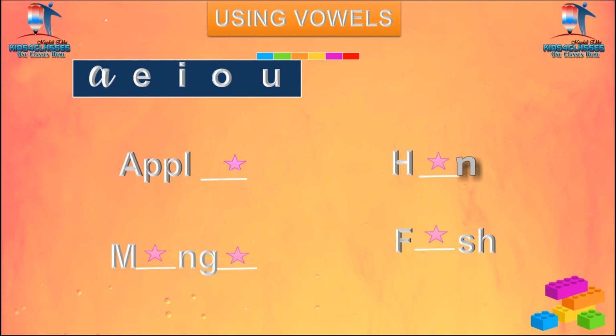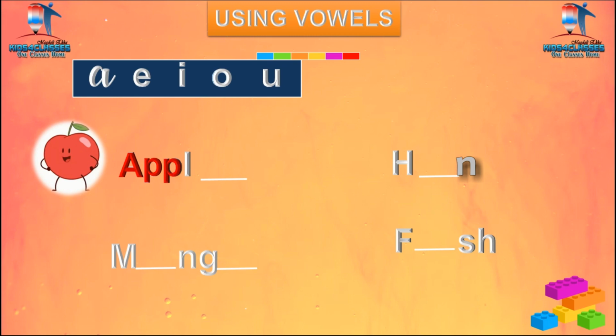Now let us fill the missing letters by looking at the pictures. So children, can you say, this picture is of an? Yes. Apple. So let us spell together. A, P, P, L, E. Apple. Now tell me children, which letter is missing? Good. E. So we will write this E vowel here.